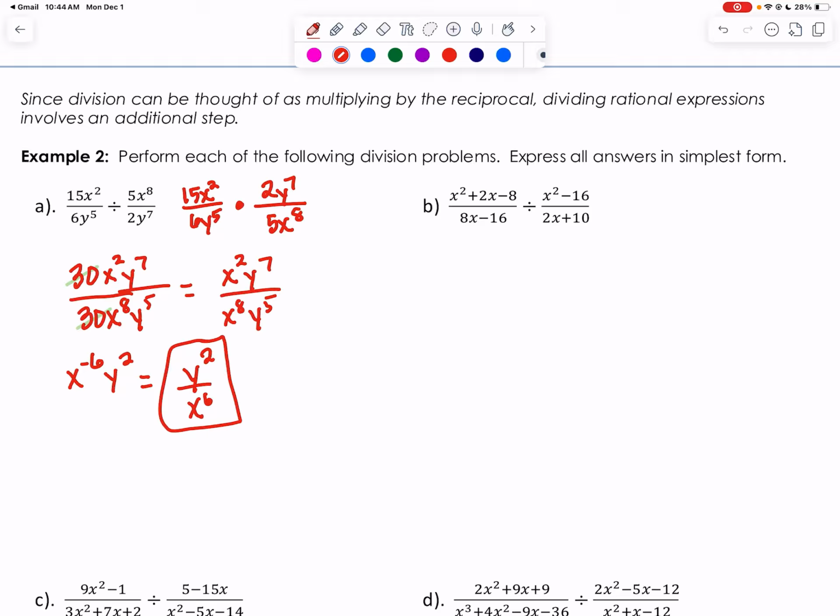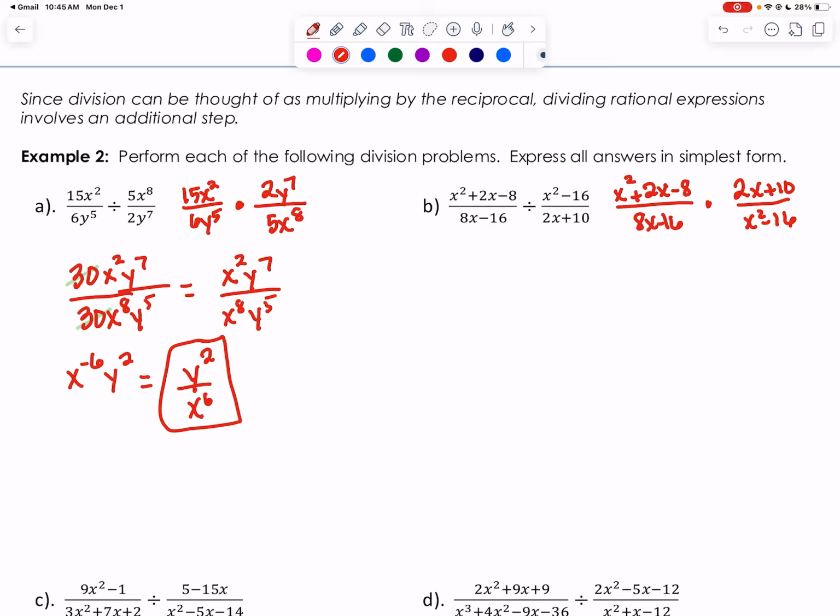Problem B. X squared plus 2x minus 8 over 8x minus 16 divided by x squared minus 16 over 2x plus 10. So the first thing I want to do is rewrite this as x squared plus 2x minus 8 over 8x minus 16 times 2x plus 10 over x squared minus 16. So I'm just rewriting it as multiplying by the reciprocal. Don't do anything to the first fraction, but flip the second fraction.